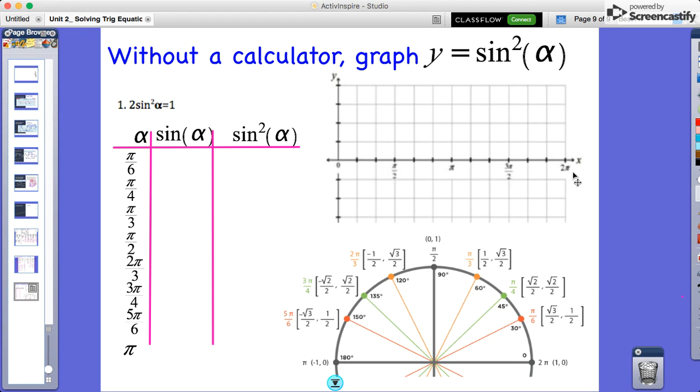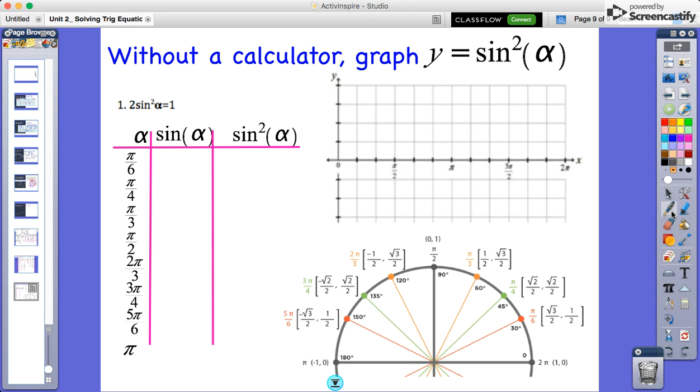Okay, so at pi over 6, what's the y value? 1/2. Pi over 4? Radical 2 over 2. Pi over 3? Radical 3 over 2. Pi over 2? The next one should be 1, I believe. 2 pi over 3? Radical 3 over 2. 3 pi over 4? Radical 2 over 2. 5 pi over 6? 1/2. And pi? 0.